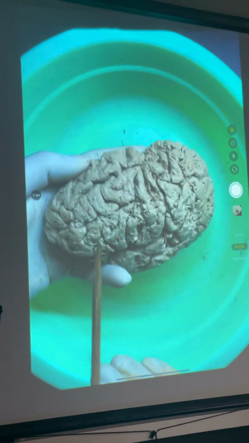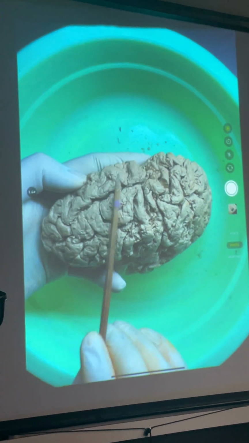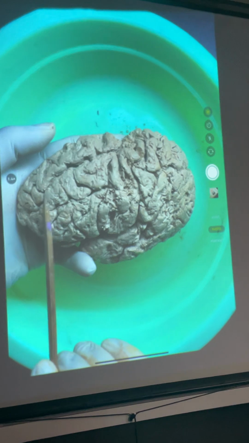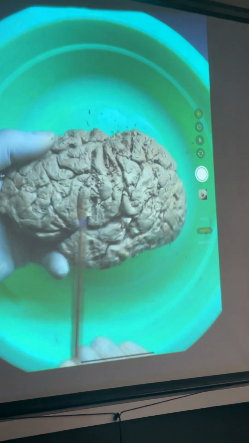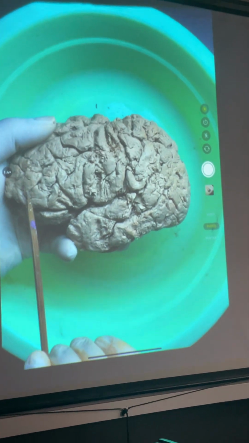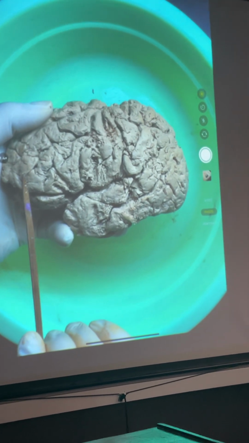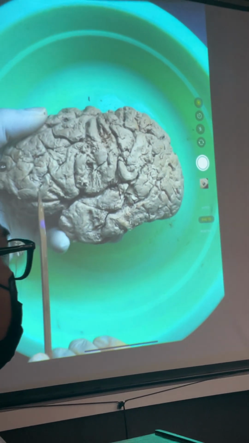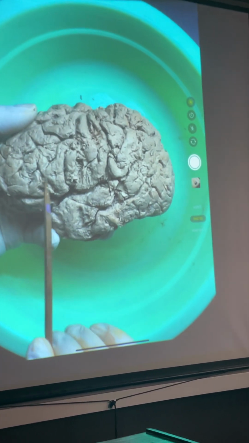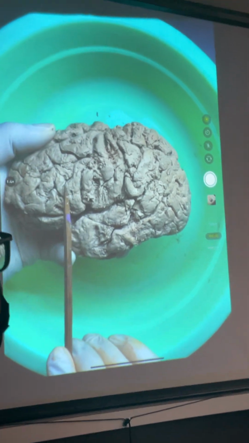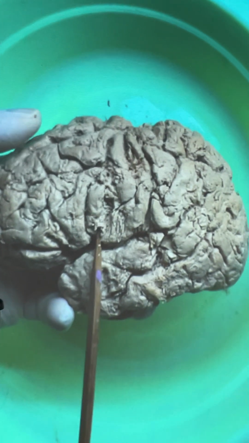Okay, sorry for that. Once again, superior frontal gyrus, superior frontal sulcus, middle frontal gyrus, middle frontal sulcus, and your inferior frontal gyrus. And there are 3 gyri for the inferior frontal gyrus. This is your pars orbitalis. This is your pars triangularis, look, it looks like a triangle. And this is your pars opercularis. Do you see it now?